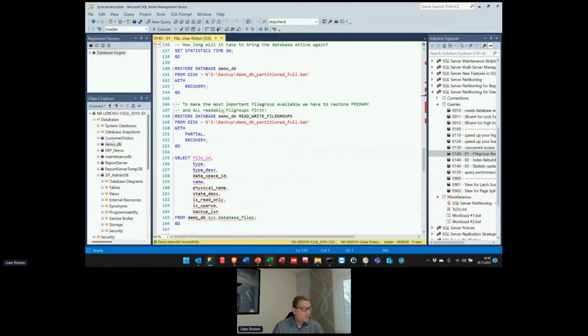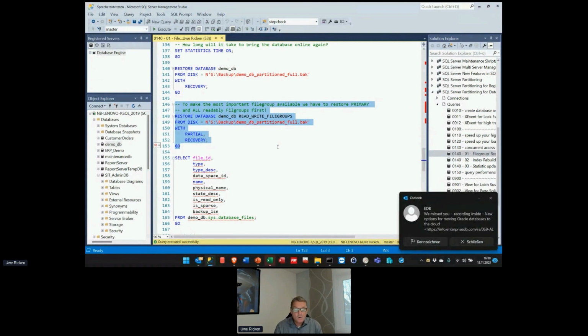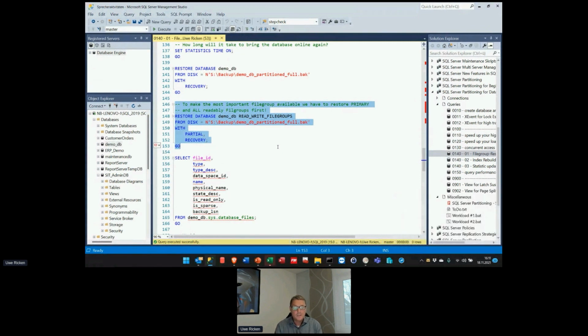Keep in mind, we are not interested in the old data. We only want to have the 18 and the 19. Well, and now you can be, as a DBA, so relaxed. The only thing you say here is, make a restore of my demo database, but please restore only the read-write file groups. With partial, that means that SQL Server will hold it open for applying later restores. And this is important for recovery.